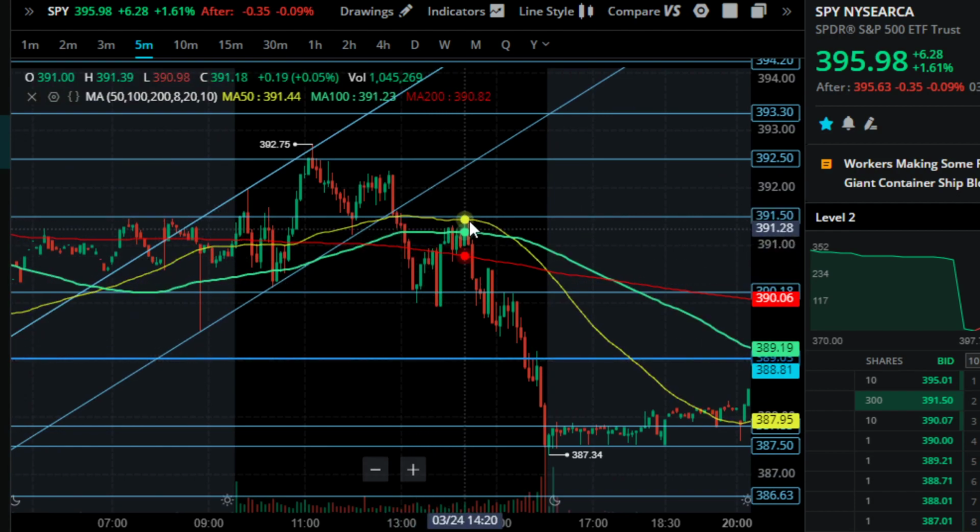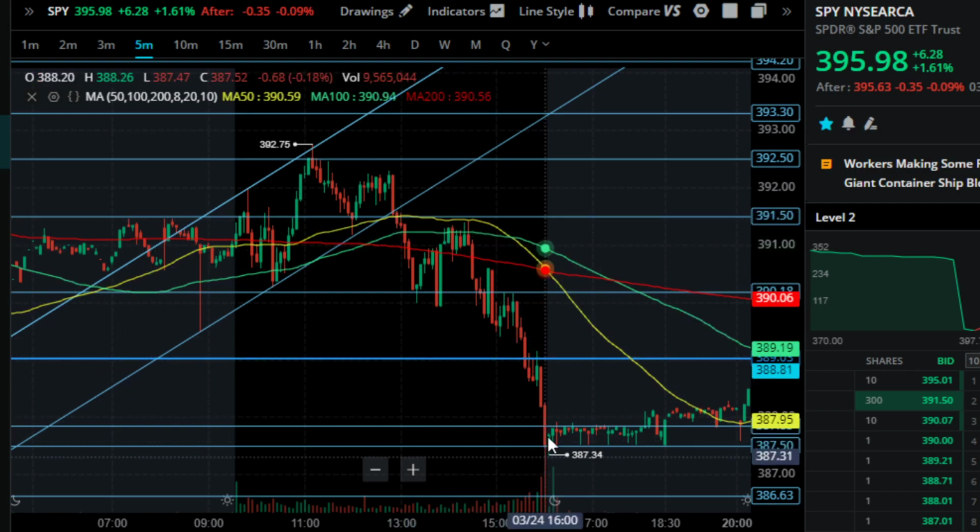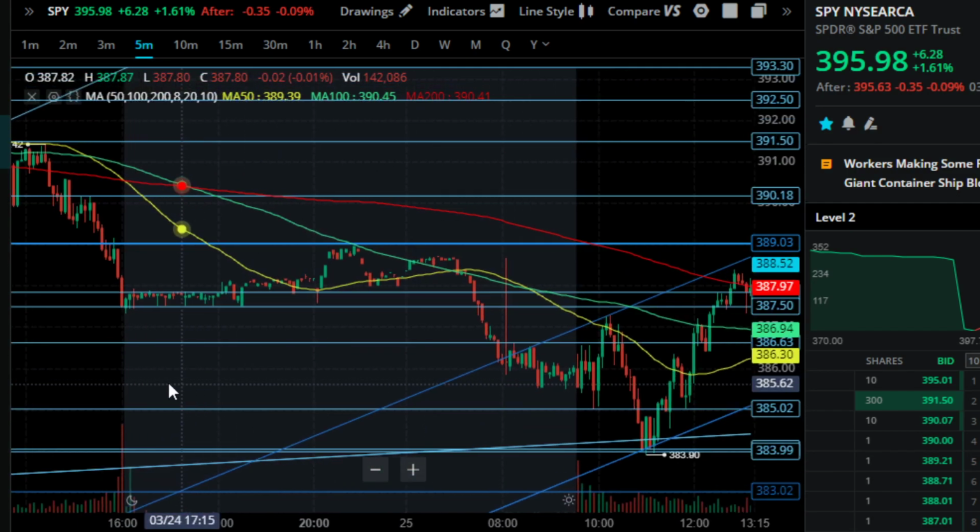Look at that 50 MA overhead. Don't let go of the rest of the shorts until it breaks up. Boom. Downside the rest of the day.